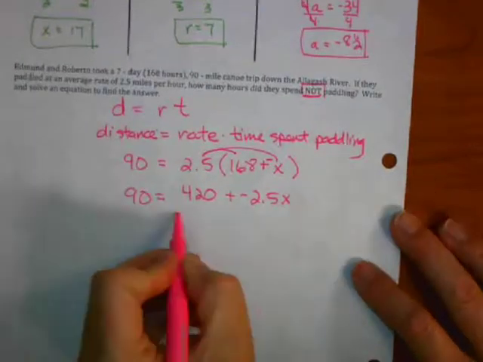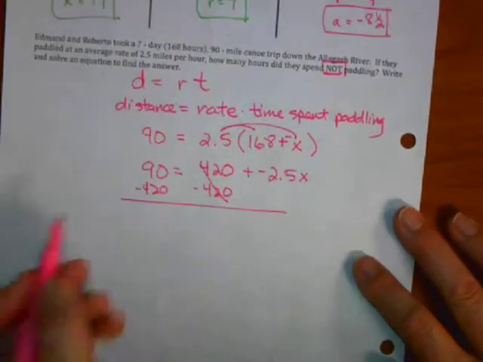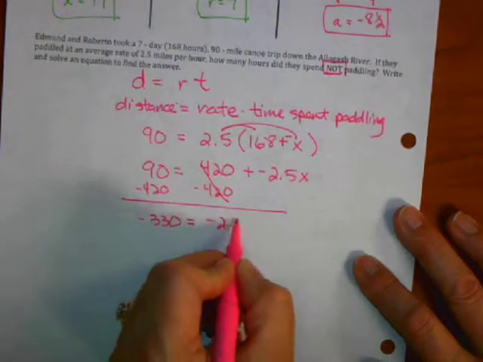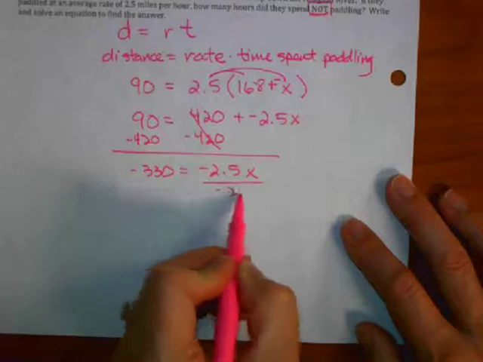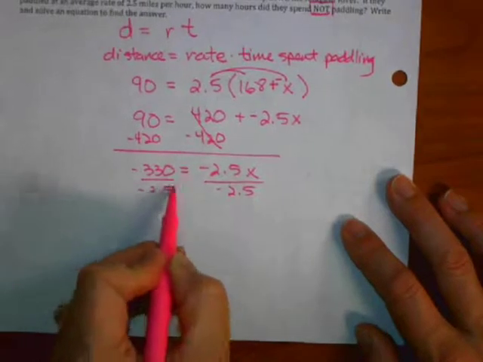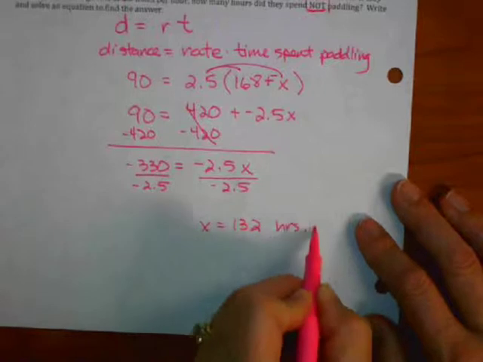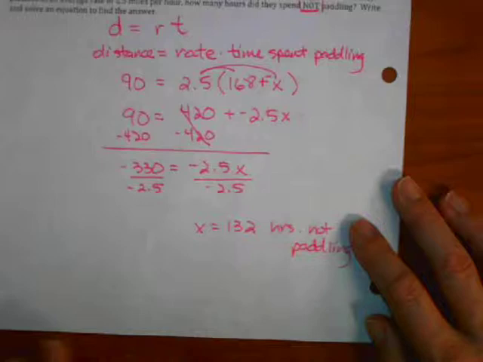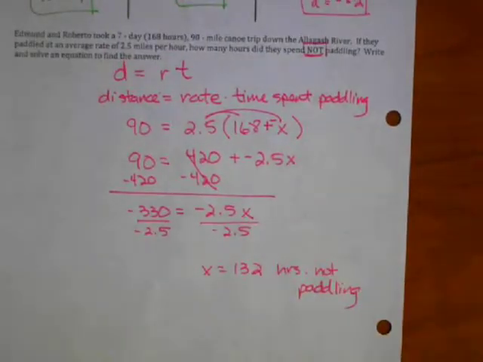Okay, subtract 420. Hang in there. I'm almost done. And I get negative 330 equals negative 2.5x. Divide by negative 2.5. And x equals 132 hours not paddling. They spent a lot of time not paddling. A lot of time enjoying the scenery. Okay?